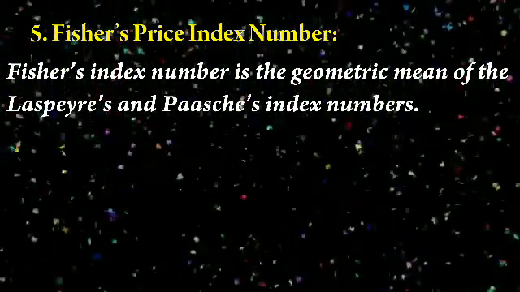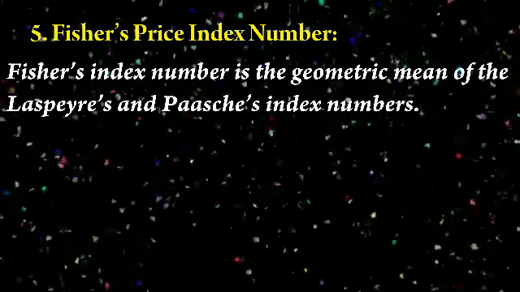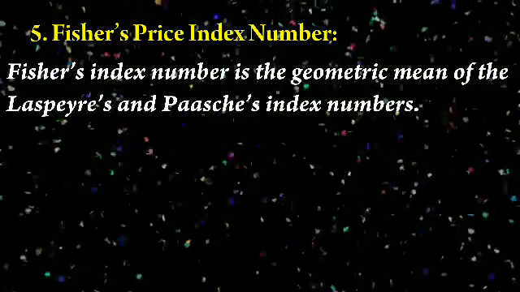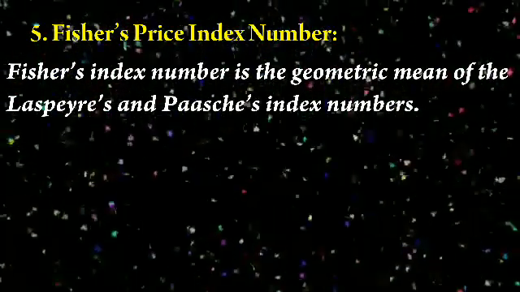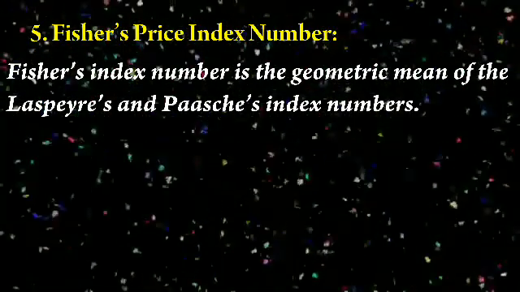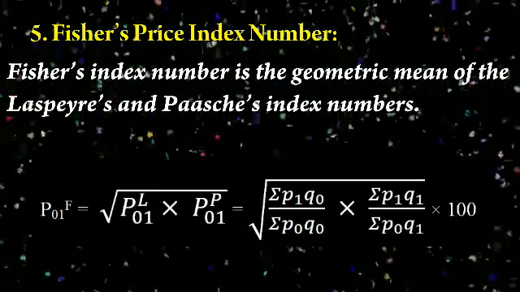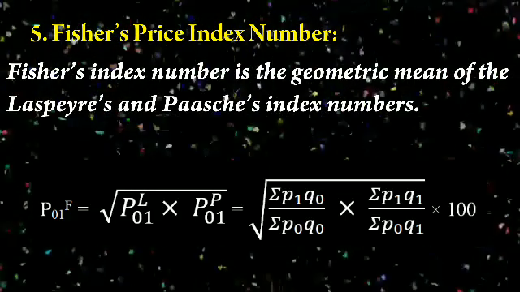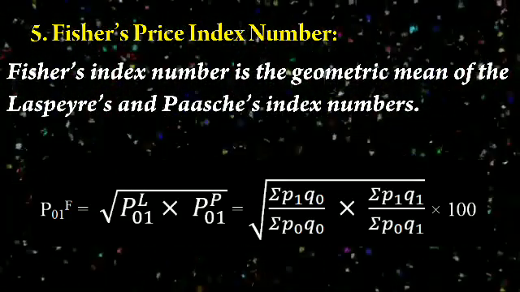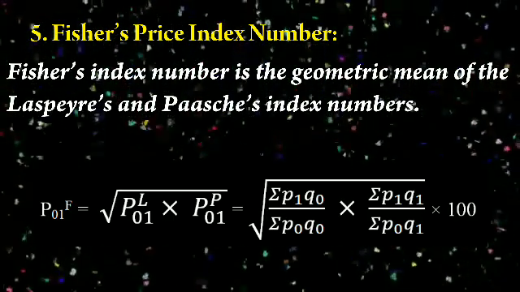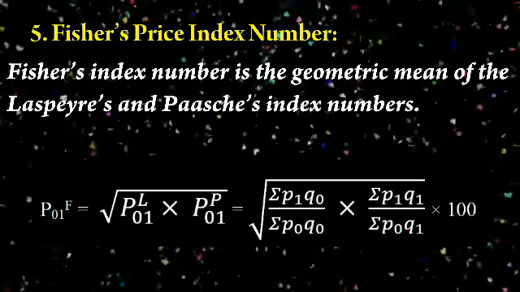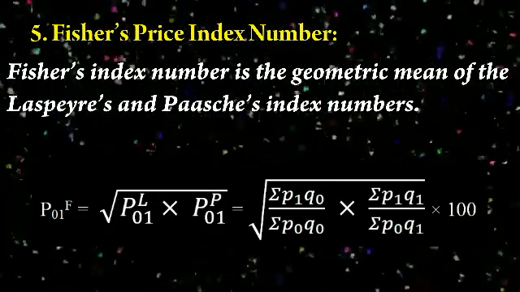How to compute geometric mean? It is the square root of the product of n observations, right? So here it is the square root of the product of last year's and past year's price index numbers. That is P01 of F, Fisher's index number, P01 of F equal to geometric mean, so square root of P01 of L, last year's, into P01 of P. It is the product of last year's and past year's price index numbers.